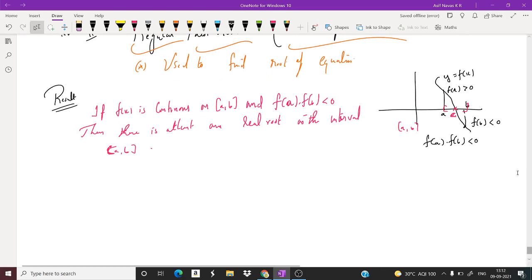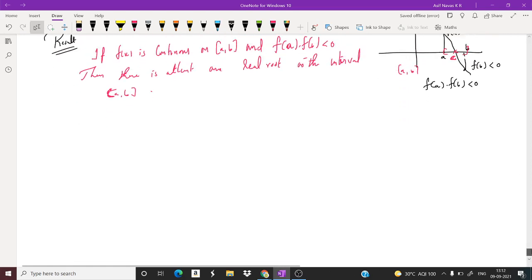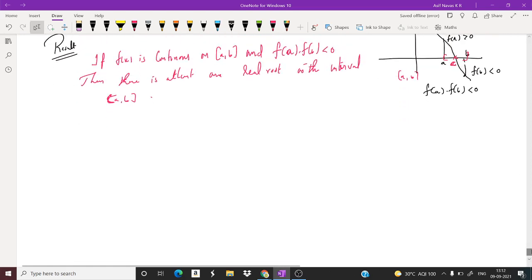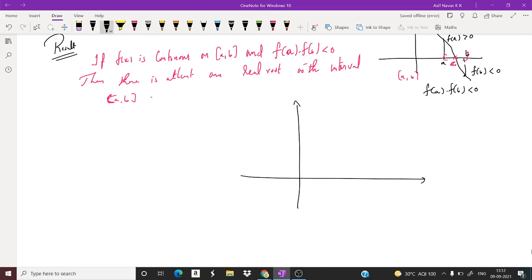Now I will explain what is regula falsi. So I will draw a curve. Suppose this is our function y equal to f of x, and this is the root, and we don't know what this point is.